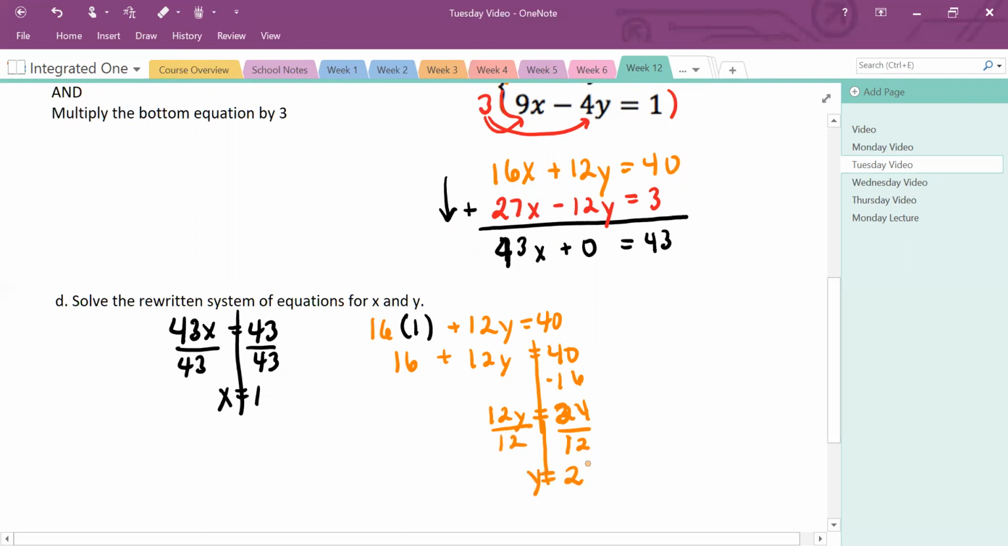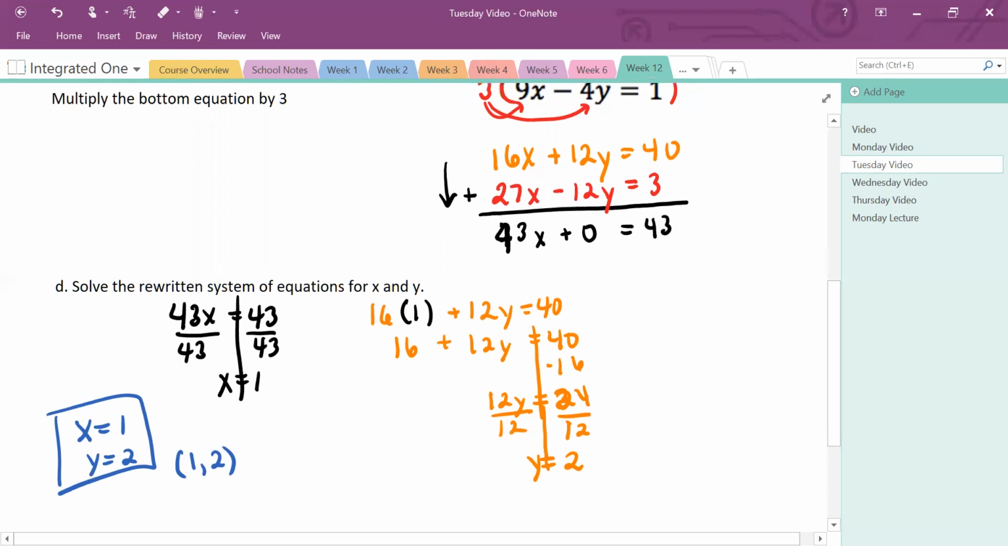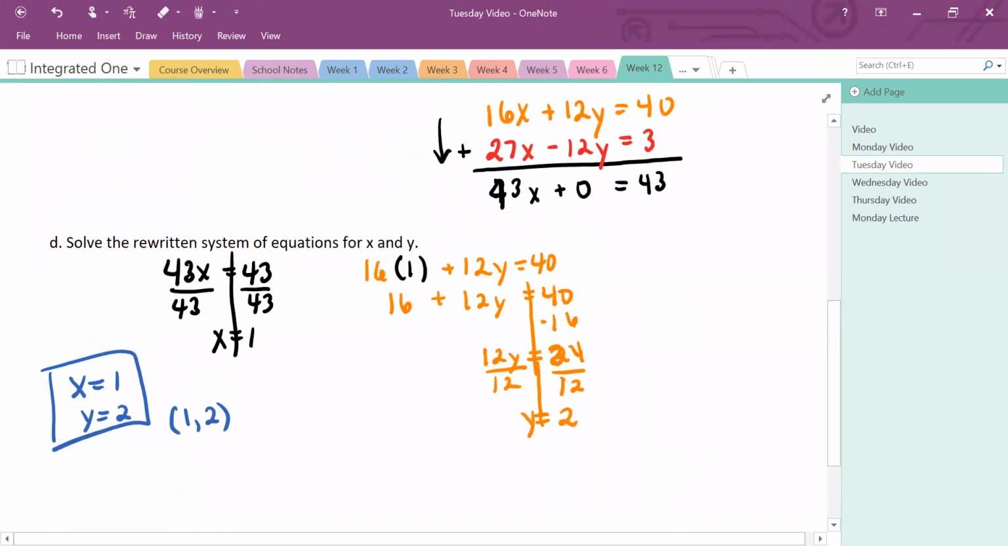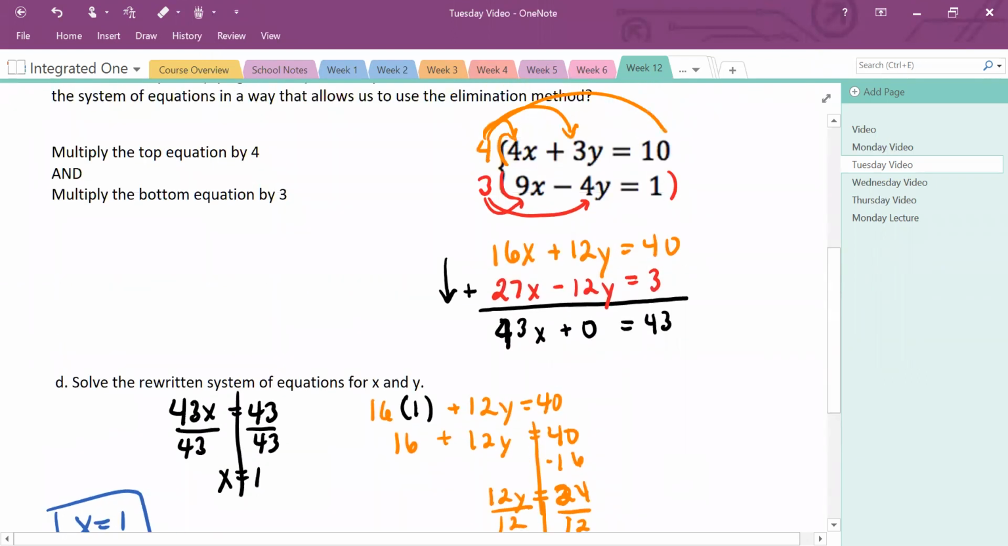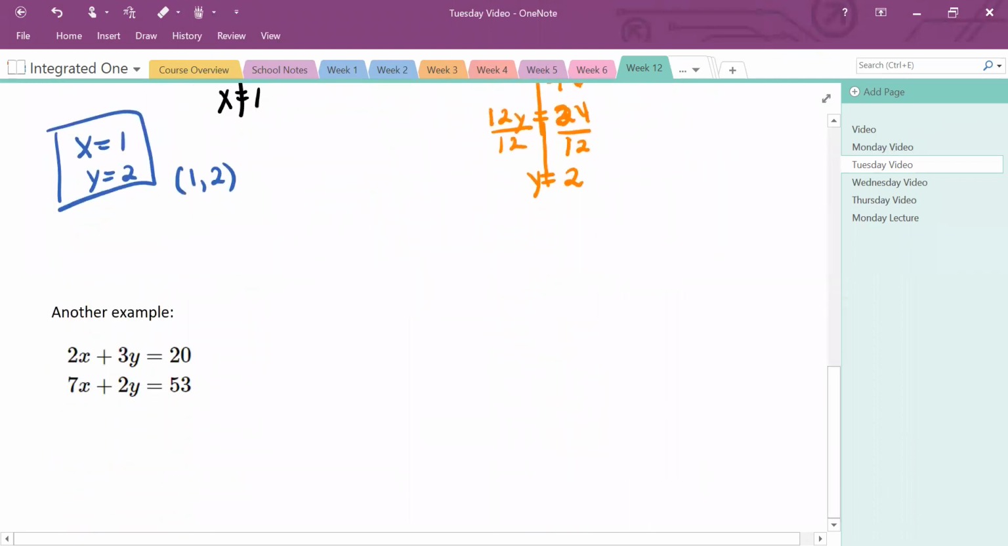So my solution for this system of equations is x is equal to 1, y is equal to 2. And you can also make it a coordinate point, because this is where our two lines meet, at (1, 2). So that was just another method of using elimination, by multiplying both equations by different numbers to get a variable to be eliminated.